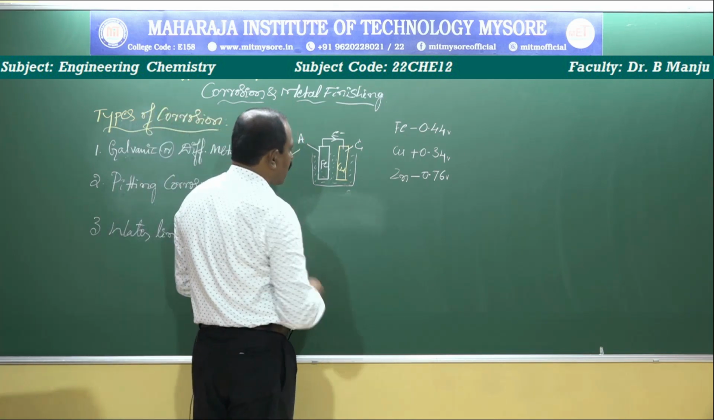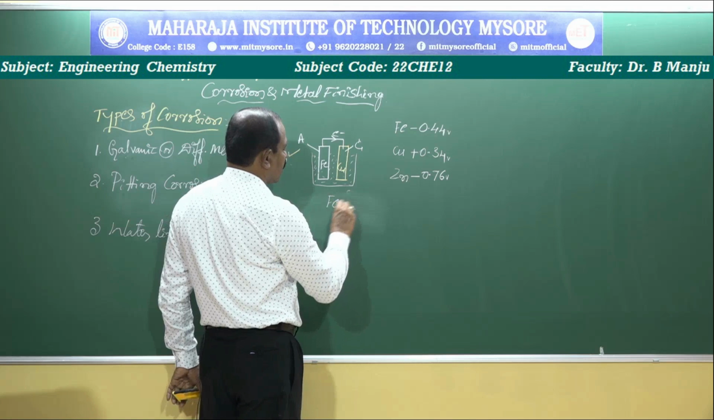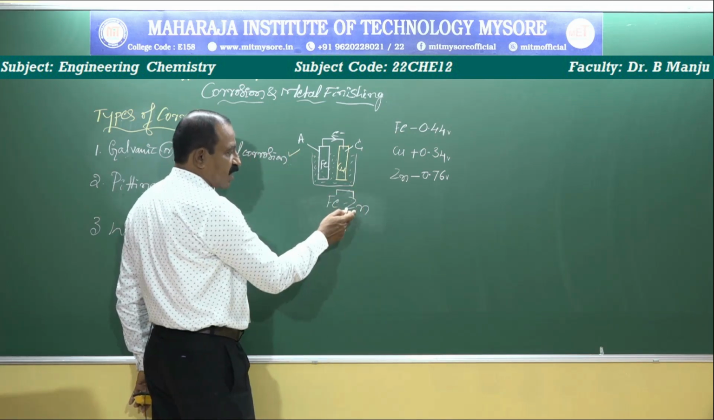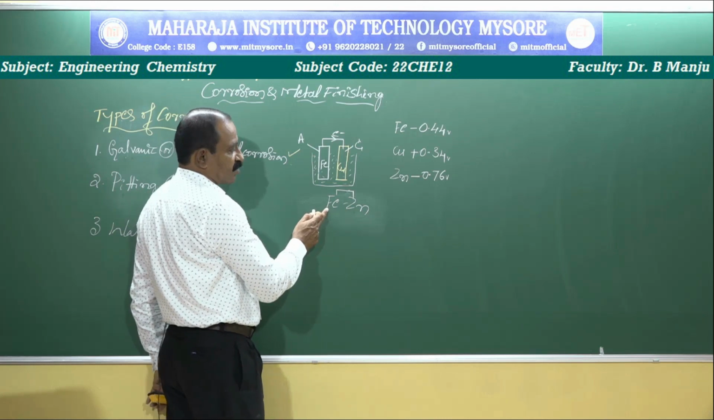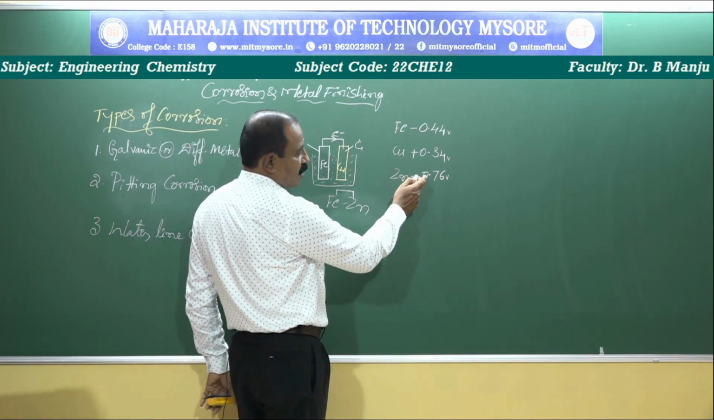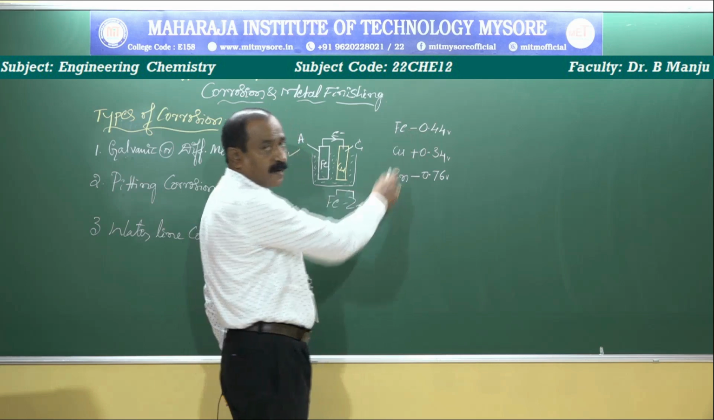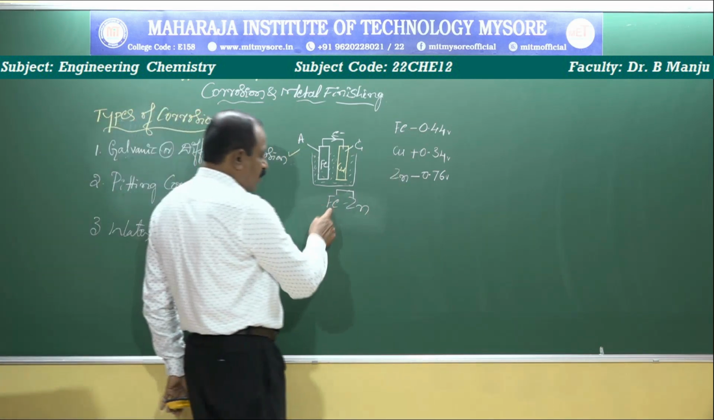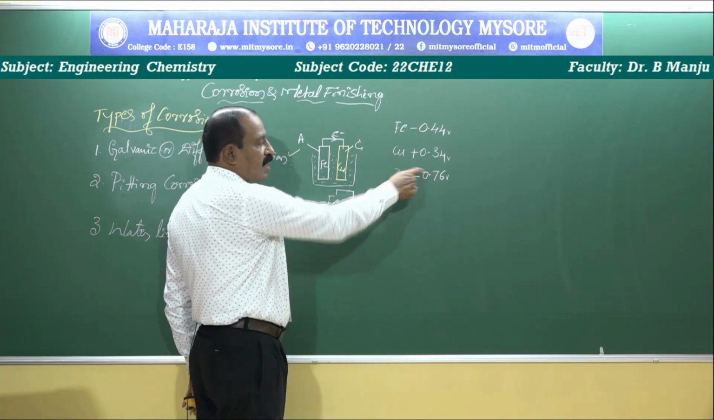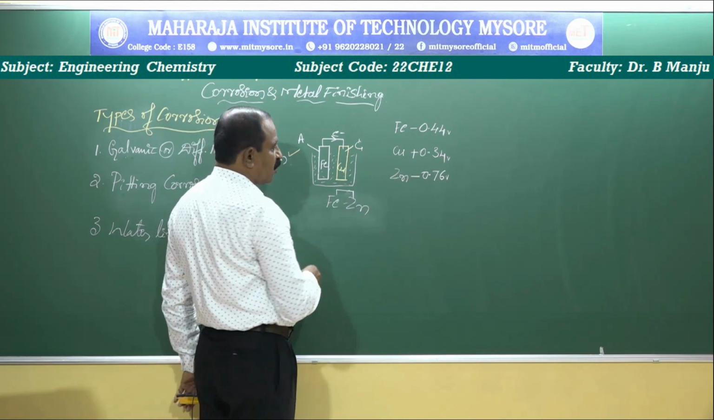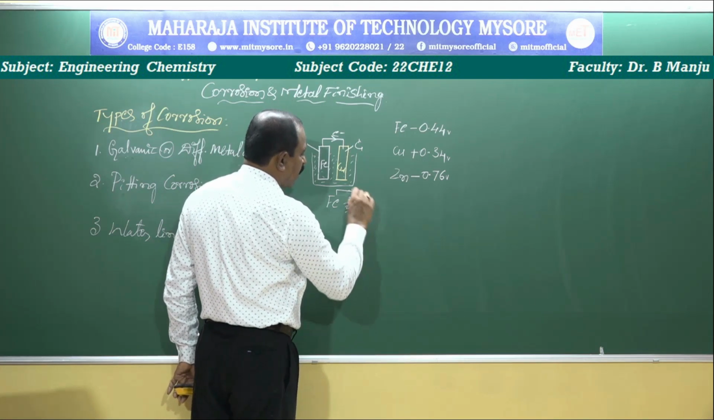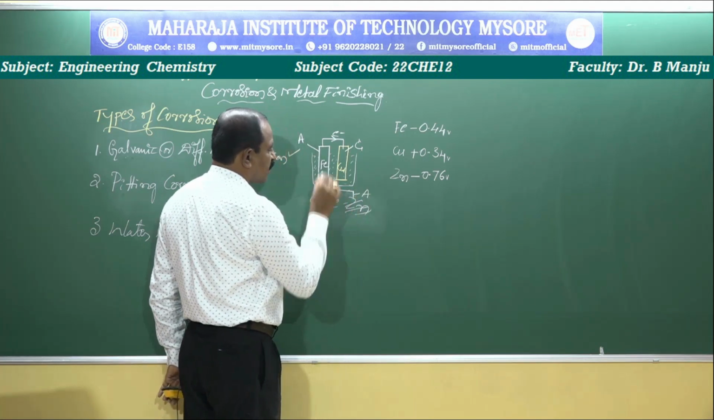Likewise, suppose you take iron and zinc, these two connected to each other. Which is more reactive, zinc or iron? Zinc has a high negative potential than iron. Compared to these two, iron has a less negative potential, and zinc has a high negative potential, 0.76. Now this zinc acts as anode and iron acts as cathode.